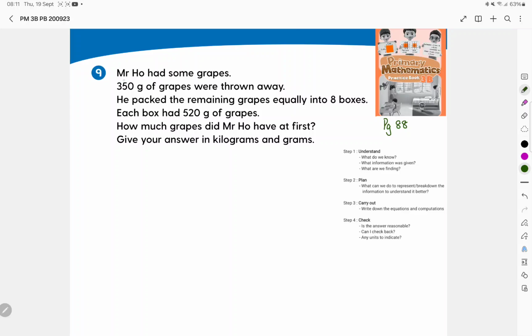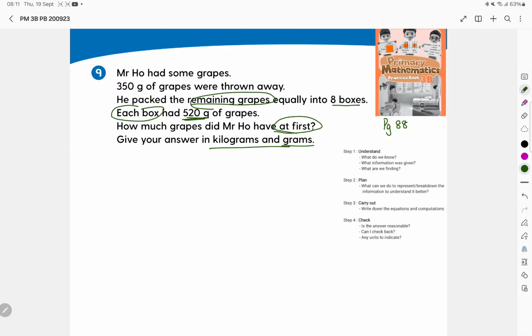From the question we know that Mr. Ho had some grapes. 350 grams of grapes were thrown away. He packed the remaining grapes into 8 boxes, and each box had 520 grams of grapes. Okay? And how many grapes did Mr. Ho have at first? We have to give our answer in kilograms and grams.